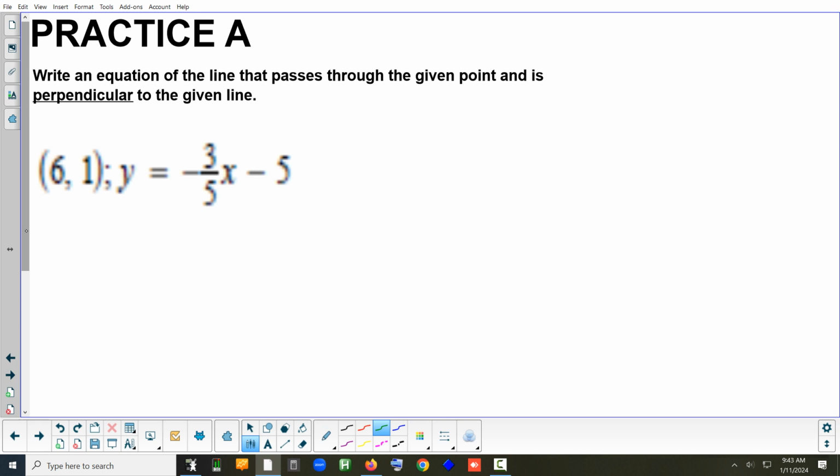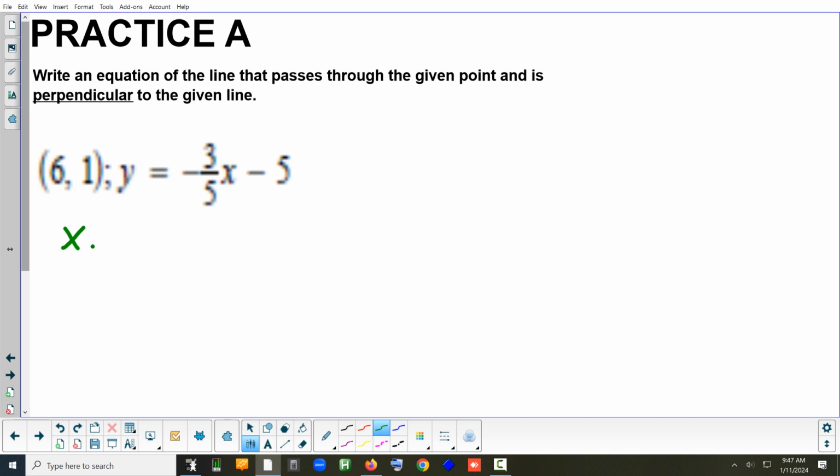Finish up, and you guys try that one. You don't have to change it to slope intercept. You can leave your final answer as point slope. And then just put that in the practice A box, and this will be the last one we do. We'll be all done.